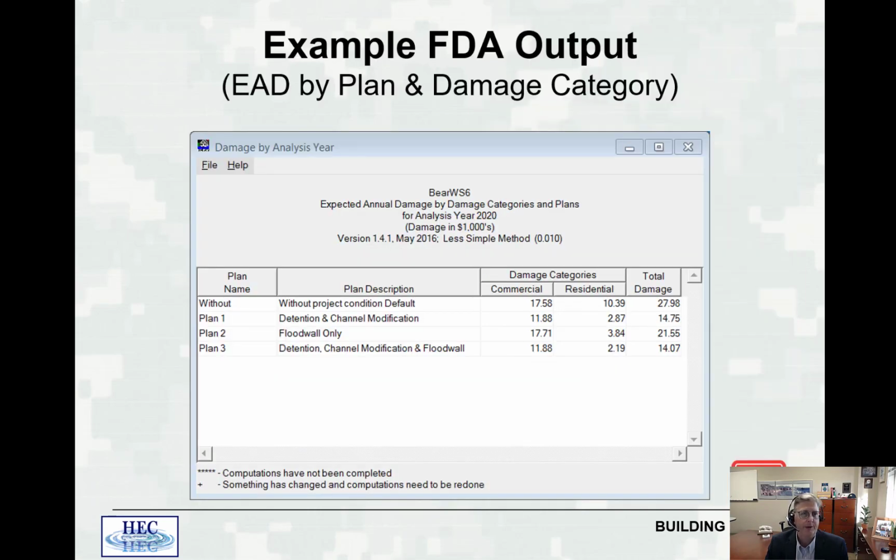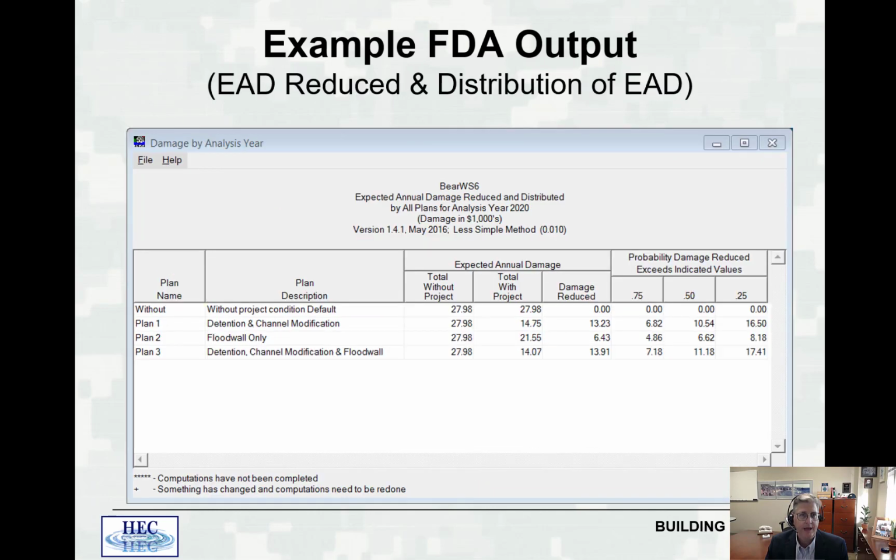In this particular report, you get the expected annual damages by plan and damage category. So what you're seeing here are the same four plans: without project plan, plan 1, plan 2, and plan 3. And you can see that the damages are reported by commercial property as well as by residential property, and also your total damages. In this report, you see EAD, or expected annual damages, reduced, and the distribution of the expected annual damages.